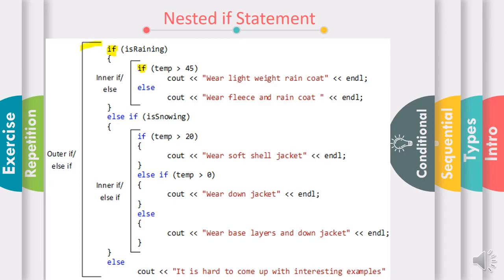This one is the outer if else statement and these ones are the inner if else statements. We have used an if statement in the if part also, and we have used the if else statements in the else part also. So, this type of statement, to check multiple conditions within another condition, is known as the nested if statement.